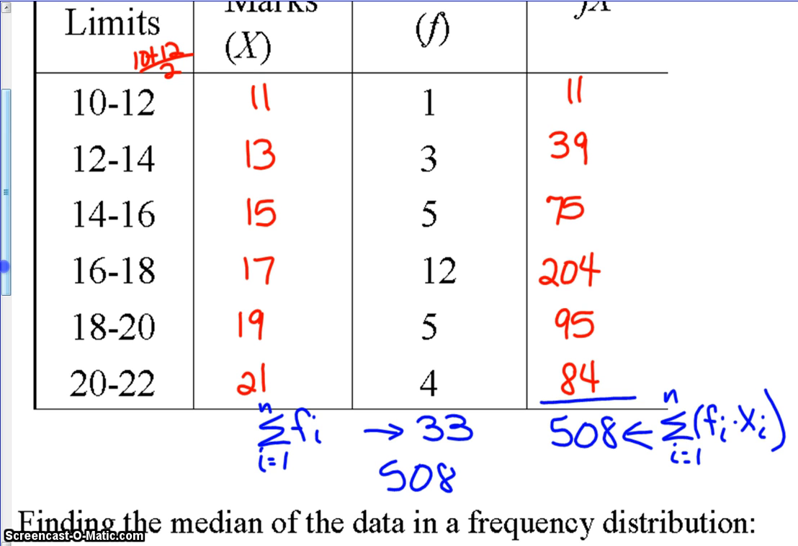Our mean is actually 508 divided by 33, or approximately 15.4 would be our mean.